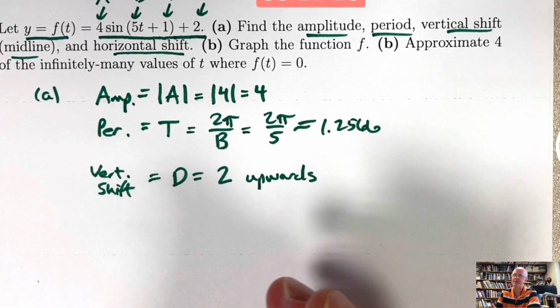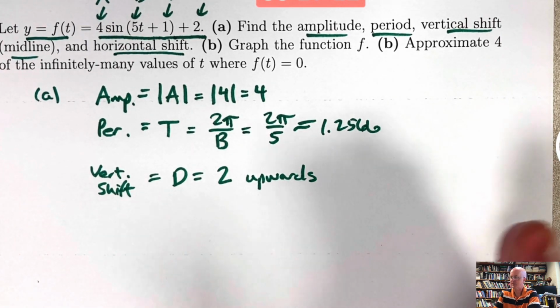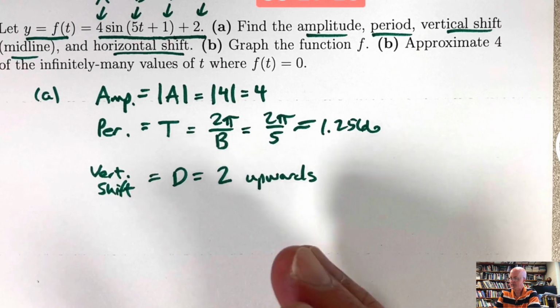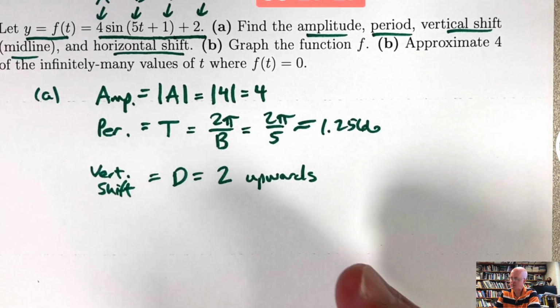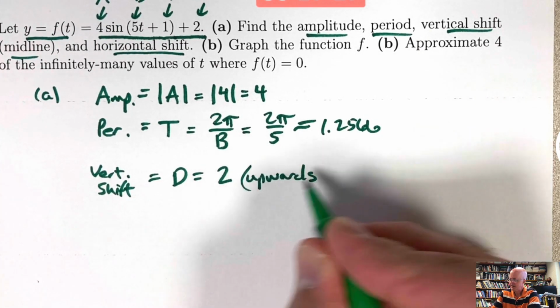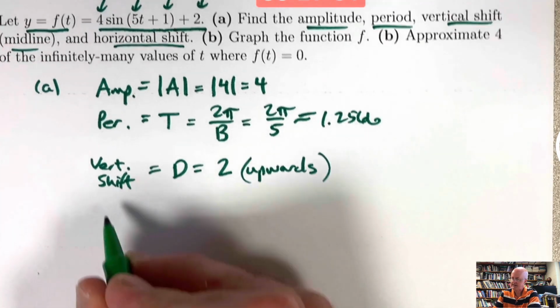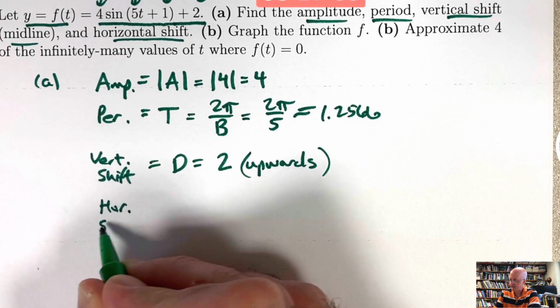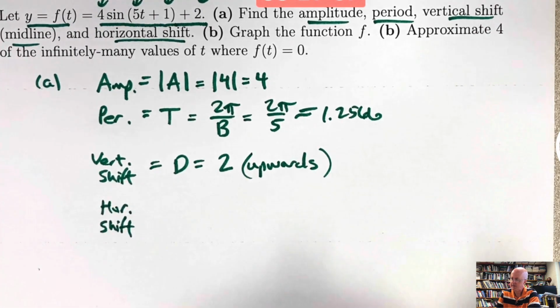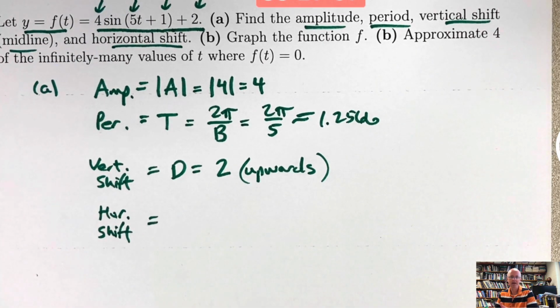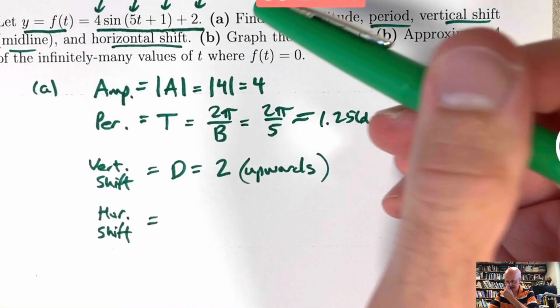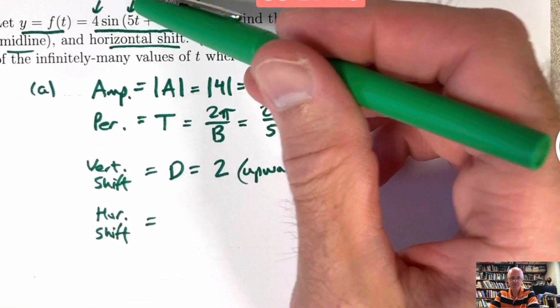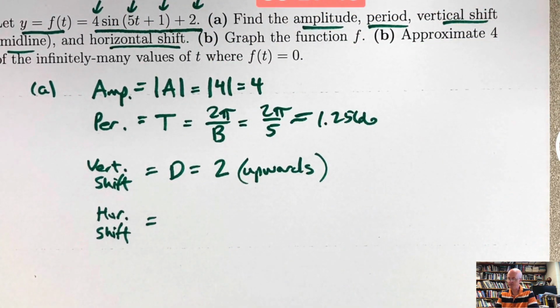You could also say it's 2 downwards if you preferred, and you'd think of it in terms of the absolute value of d, but you'd then emphasize that it's downwards. Probably best to just say upwards in parentheses here. How about the horizontal shift? That's typically the hardest thing to think about here, the horizontal translation. It's especially tricky here when the coefficient of t is something other than 1.